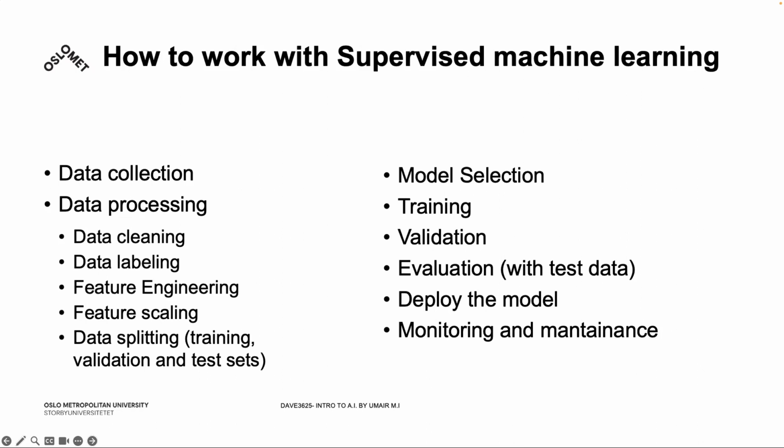Once the model selection is done, you then train the model. You do validation again, testing, and then you evaluate it and deploy the model and monitor it. I think I covered a lot in the data splitting part, all of those things. Deploy the model is a production thing, so you don't have to do it when you're doing it on your computer. It's already deployed. And monitoring and maintenance is once you put it into production, you need to monitor it and see how it works.